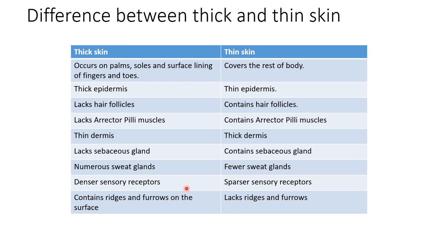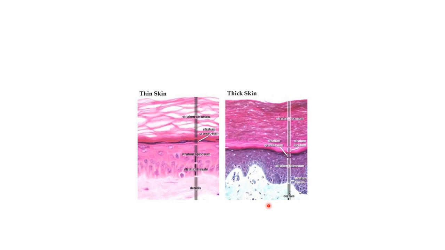Thick skin has denser sensory receptors, as I've already mentioned, on the fingertips they're in high numbers, and thin skin is sparser in sensory receptors. Thick skin contains ridges and furrows on the surface, while thin skin lacks the ridges and furrows. This was in a tabulated form.